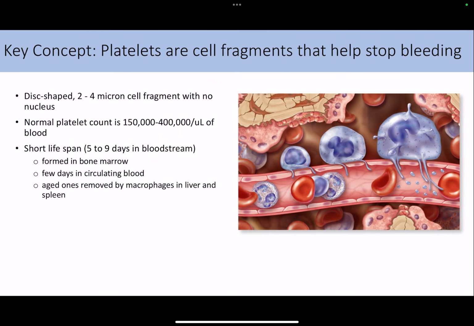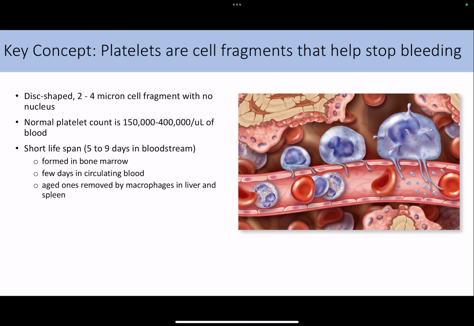And so our platelets are disc-shaped. They are 2 to 4 micron cell fragments, so very, very small, especially compared to the other blood cells that we have. Our normal platelet count is 150,000 to 400,000 per microliter of blood. They have a very, very short lifespan. They only live for about 5 to 9 days in the bloodstream because their job really is just to create that clot, and then we're done with them.